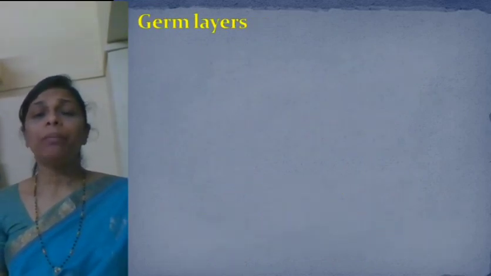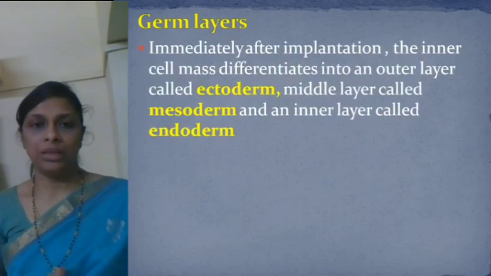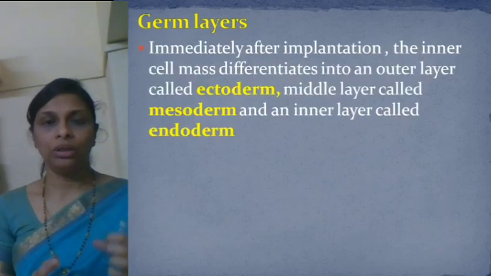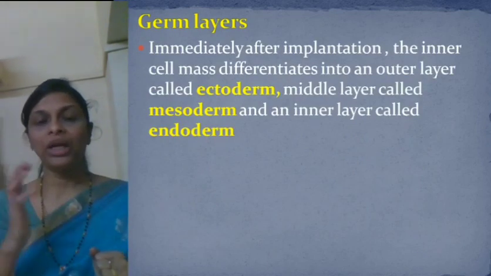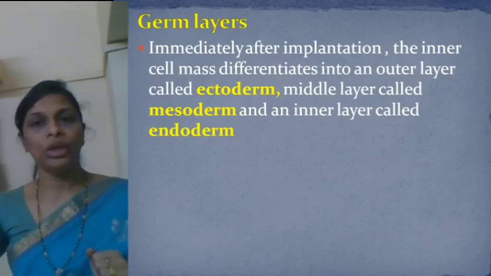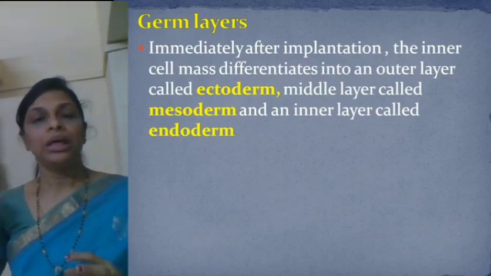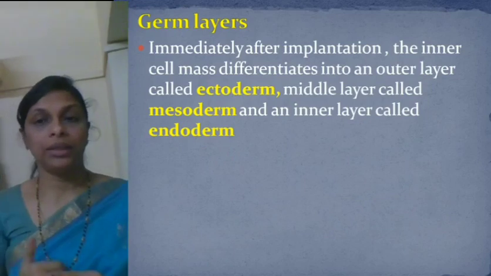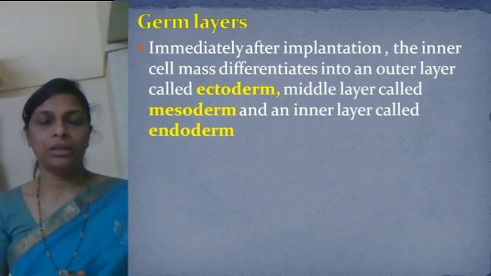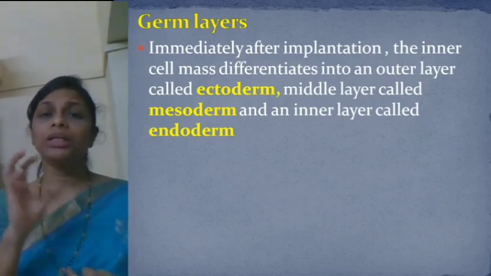Now, what happens to the inner cell mass? So after implantation, we have seen that from the trophoblast, finger-like projections arise called chorionic villi, and that add to the formation of placenta. Now, what happens to the inner cell mass? The division in the inner cell mass continues.